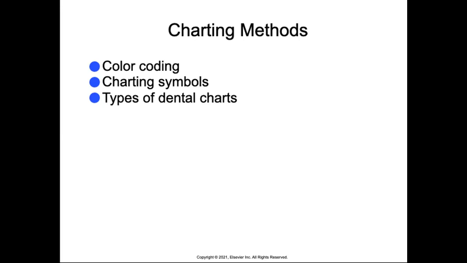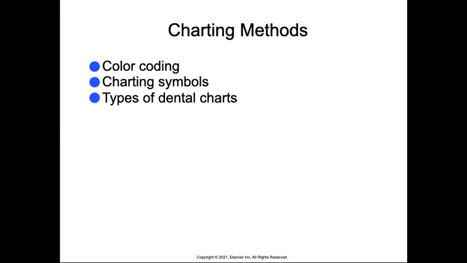There's also color coding where, for example, if something is charted in red, this usually means that the condition requires treatment. This can be dental caries or decay. It can mean that the tooth needs to be extracted. It can mean that the tooth is impacted, or an existing restoration that must be replaced, or a root canal that must be done. So these are always drawn in red.